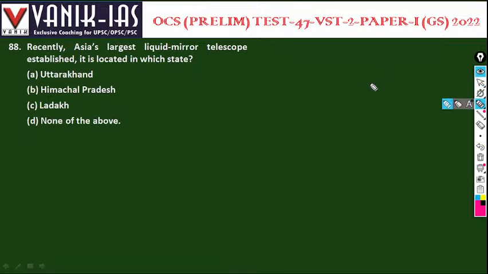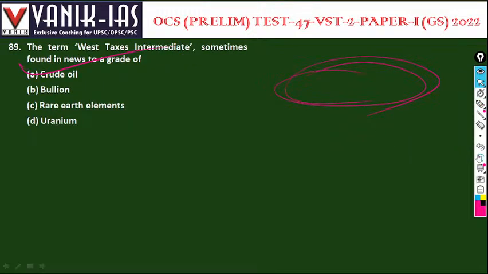Recently, Asia's largest liquid mirror telescope was established. Liquid mirror telescope. It is at Uttarakhand, obviously. Telescopes generally, astronomical observatories, are placed at Uttarakhand or Ladakh. So A is the answer.